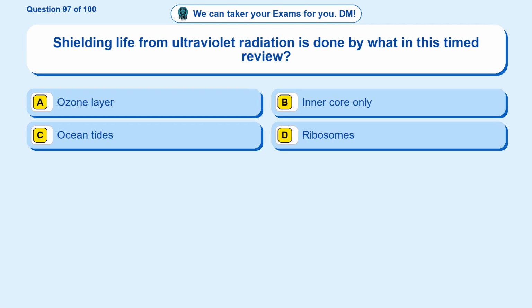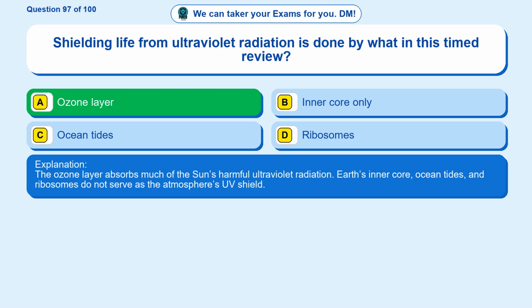Question 97. Shielding life from ultraviolet radiation is done by what in this timed review? Option A, ozone layer. Option B, inner core only. Option C, ocean tides. Option D, ribosomes. The correct answer is option A. Ozone layer. The ozone layer absorbs much of the sun's harmful ultraviolet radiation. Earth's inner core, ocean tides, and ribosomes do not serve as the atmosphere's UV shield.